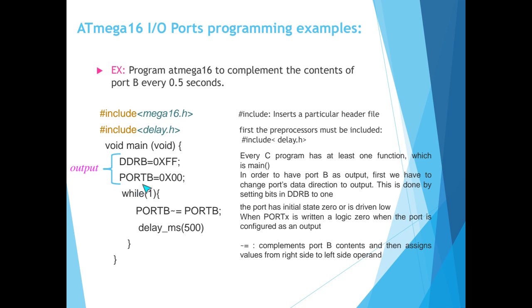And then I use this loop, and here I use the code related to complementing the contents, meaning that by using tilde equal, I complement the port B contents and then assign values from the right side to the left side operand. And because I want this loop every half a second, I use the delay function, delay underline millisecond.